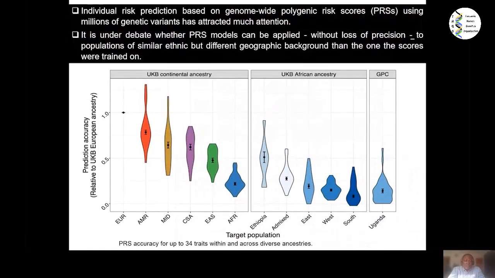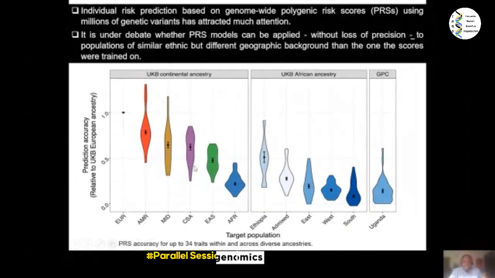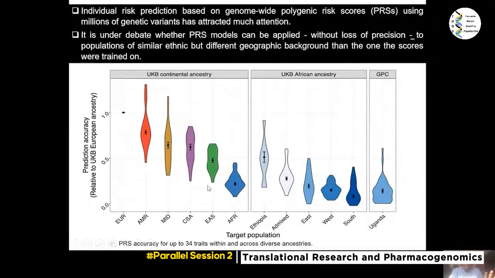We go further to try to understand the prediction accuracy across multiple cohorts in the UK Biobank, across continental ancestries. As I was saying here, you can see the predictive power decay with genetic diversity. The more diverse the population is, the more the prediction accuracy of PRS decreases.